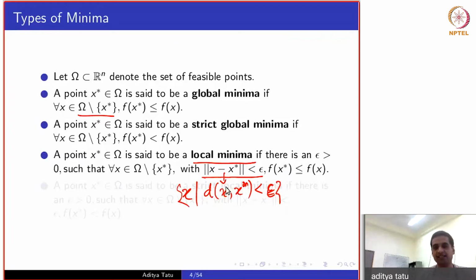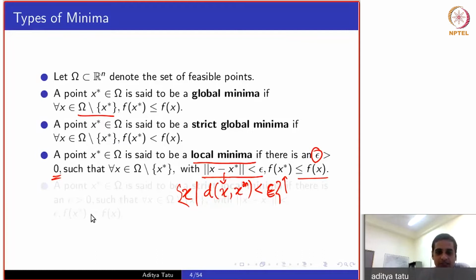So what I'm saying here is there is a small neighborhood around this point x star in which all other points have a function value greater than or equal to the value of the function at x star. Does that make sense? Epsilon has no restriction apart from being strictly positive. It cannot be 0, because then this set would contain only the point x star. This is what is called a local minima, because locally in that neighborhood, that point has the least function value.